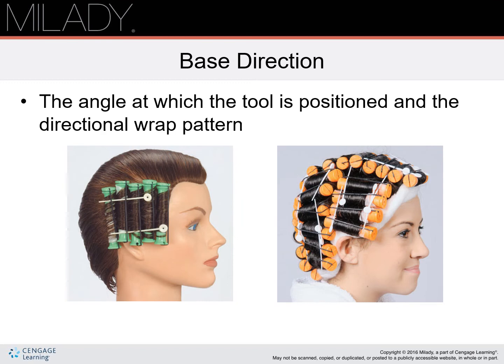Let's talk about base direction. Base direction refers to the angle at which the rod is positioned on the head. This can be horizontally, which you see right here, vertically, which you see right here, and diagonally, which you see right here. It also refers to the directional pattern in which the hair is wrapped, backward, forward, to one side. Wrapping against the natural growth pattern causes excess stress that may damage or break the hair. We don't want to ever wrap against the normal wave pattern.